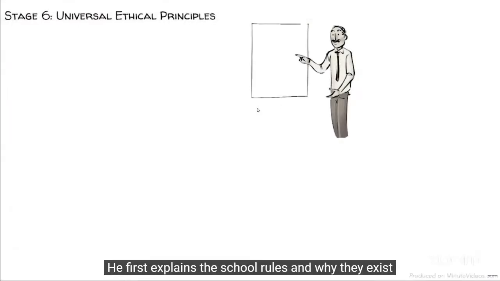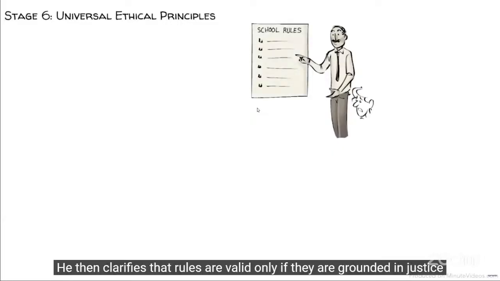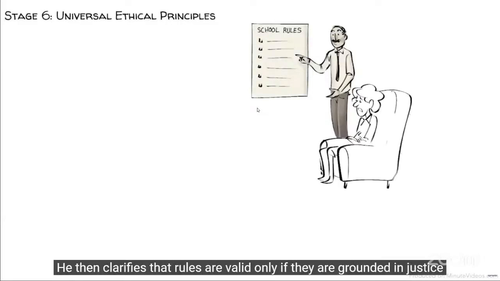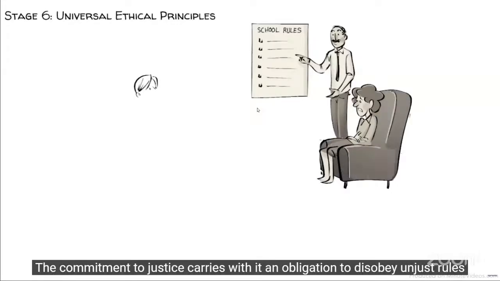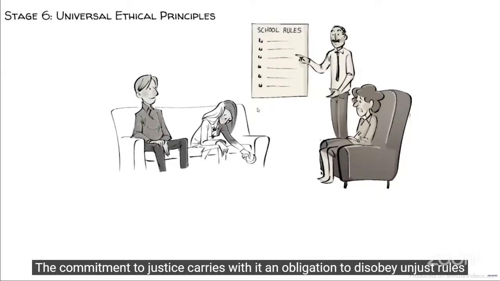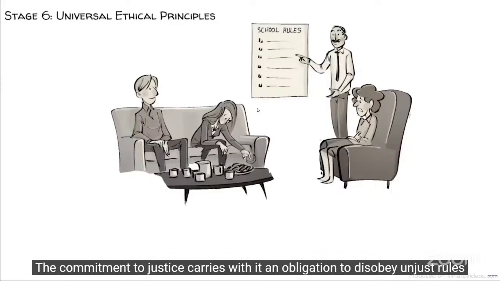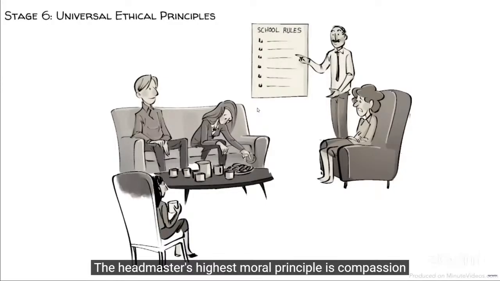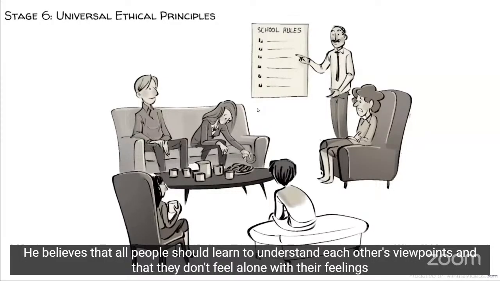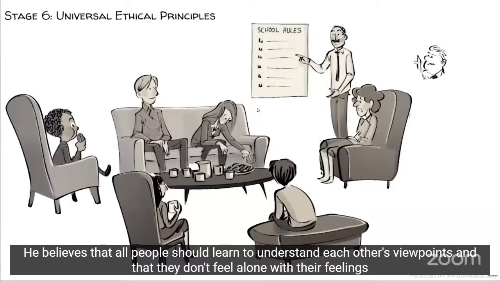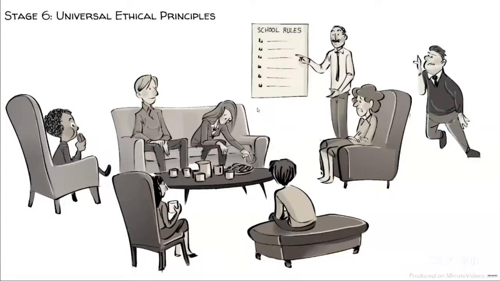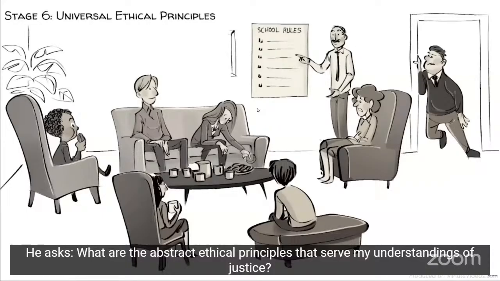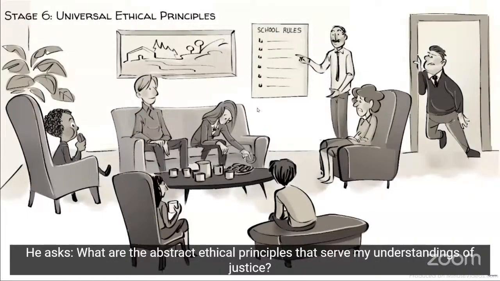At stage 6, we are guided by universal ethical principles. All those involved now have to face the headmaster. He first explains the school rules and why they exist. He then clarifies that rules are valid only if they are grounded in justice. The commitment to justice carries with it an obligation to disobey unjust rules. The headmaster's highest moral principle is compassion. He believes that all people should learn to understand each other's viewpoints and that they don't feel alone with their feelings. He asks, what are the abstract ethical principles that serve my understandings of justice?